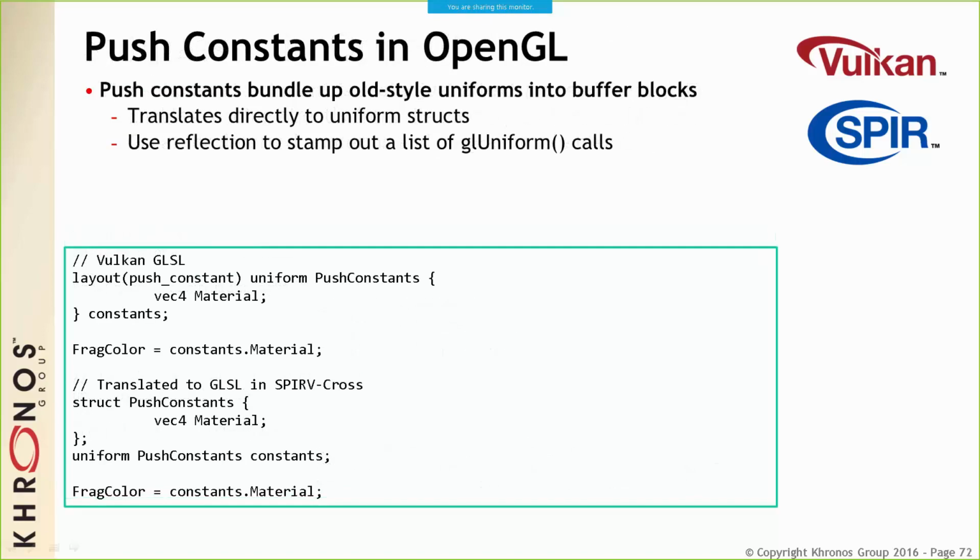Push constants can be emulated quite easily if we consider that this is really just a uniform struct in old GLSL. That's what we can translate this to. We take this thing, make it into a separate struct, make it a uniform, and we're done. Very straightforward translation. And in GL, sure, this is a buffer, but we can use reflection to stamp out a list of GL uniform calls, which will implement this kind of thing for us.